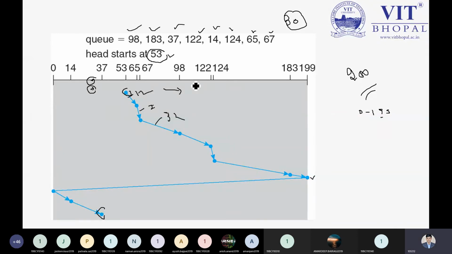Yes, sir, I'm noting it down. Wait for a minute, sir. No problem, I'm just waiting. And Ayush, you need to type in the chat box. Please keep in mind the head starts at 53, not the 56 peak. Okay.